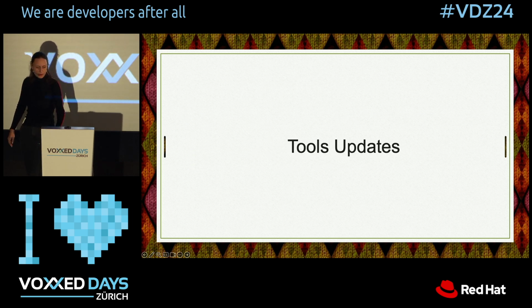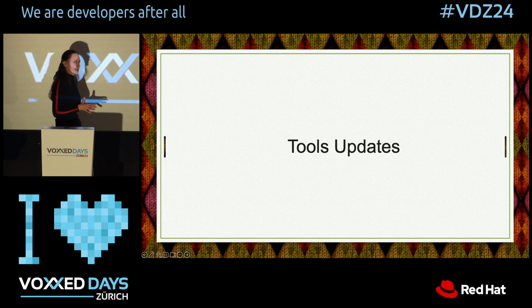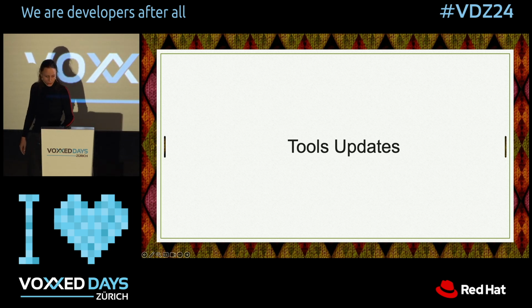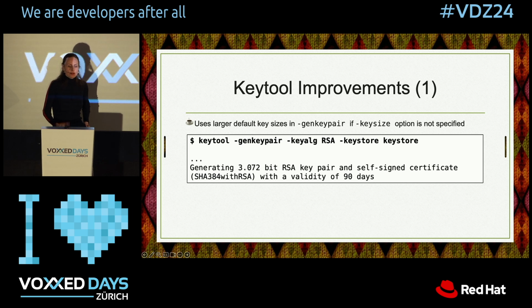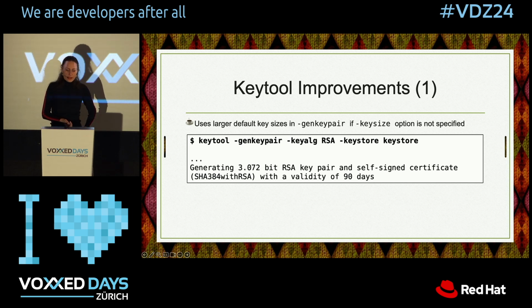Let me briefly talk about the updates on the tools that are for broader users, not the Kerberos ones. Now, in tools updates, there are a few improvements on keytool. So keytool, of course, now also takes advantage of the larger key sizes when using, for example, the -genkeypair option if you don't specify the key size. If you're running such a command, by default it's going to generate for you an RSA key pair with the largest value, in this case 3072 bits.